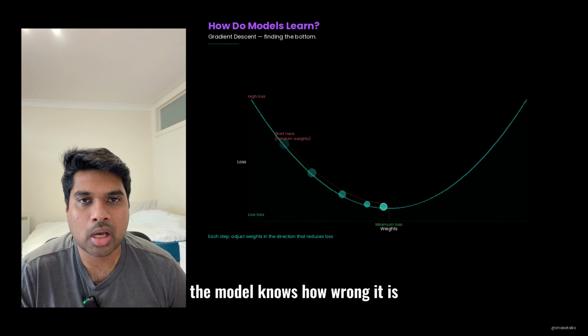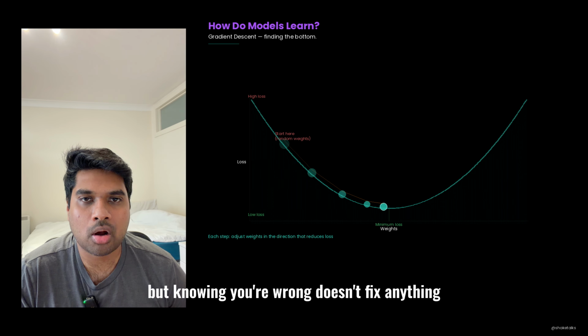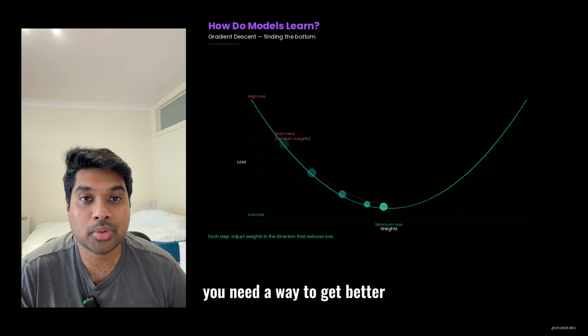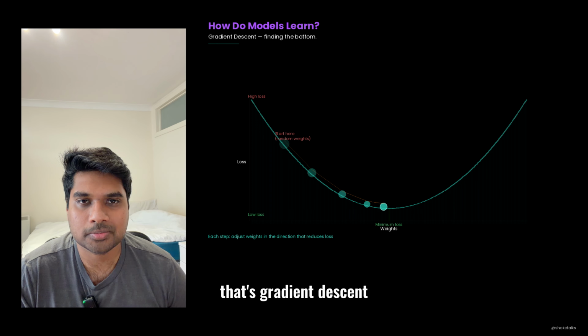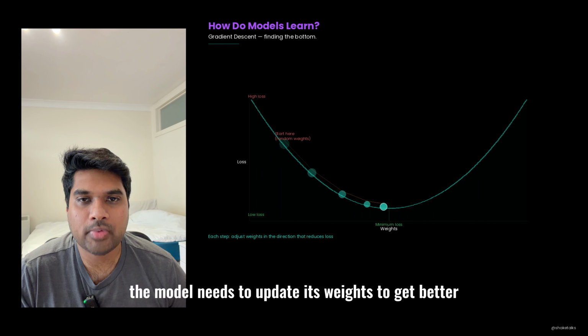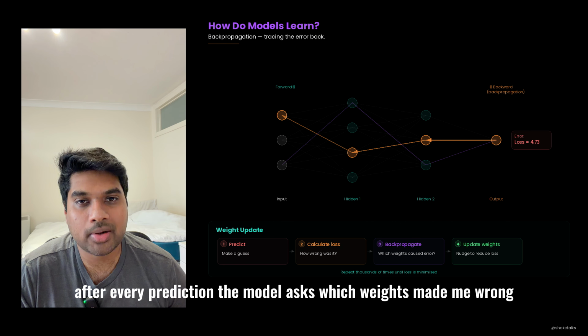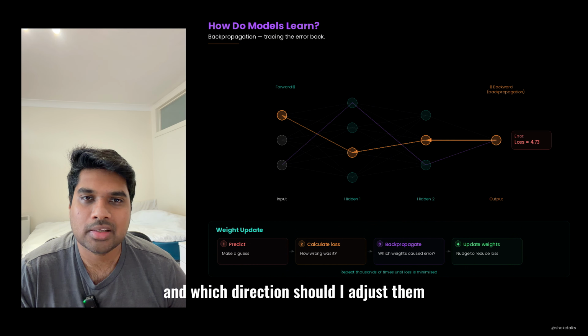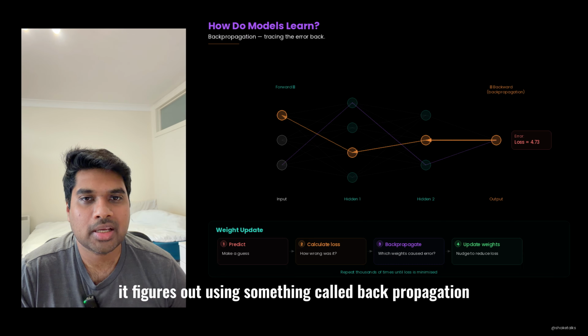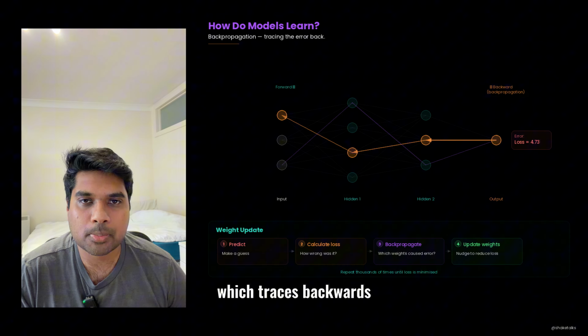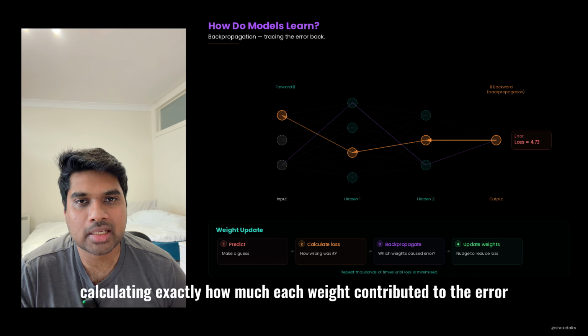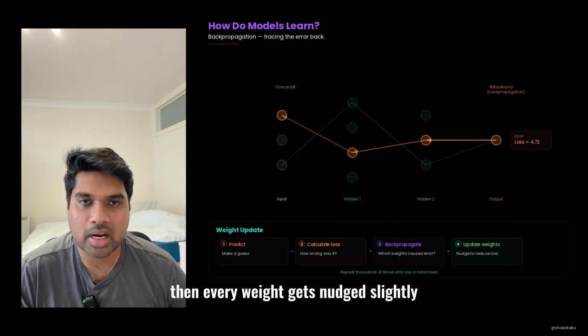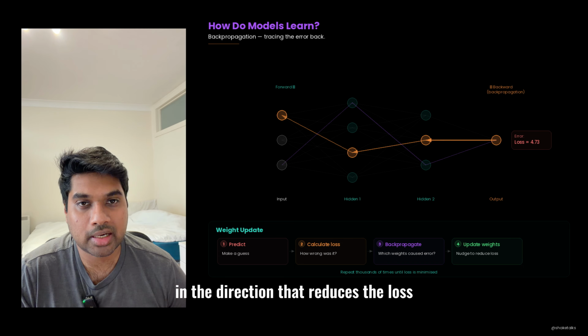Now, the model knows how wrong it is, but knowing you're wrong doesn't fix anything. You need a way to get better. That's gradient descent. The model needs to update its weights to get better. After every prediction, the model asks which weights made me wrong and which direction should I adjust them. It figures this out using something called backpropagation, which traces backwards, calculating exactly how much each weight contributed to the error. Then every weight gets nudged slightly in the direction that reduces the loss.